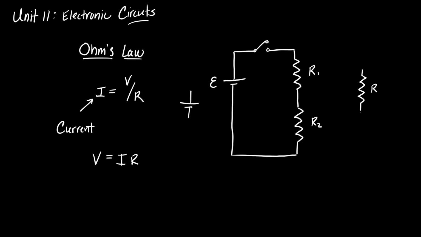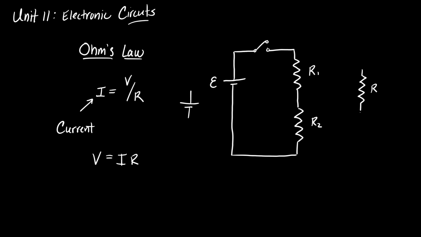Now, that being said, this equation suggests that the voltage depends on the current. And that's not true. The voltage depends on whatever potential difference source you have. It's fixed by the potential difference you're using. So the potential difference already exists, and the resistance is something that you can choose.